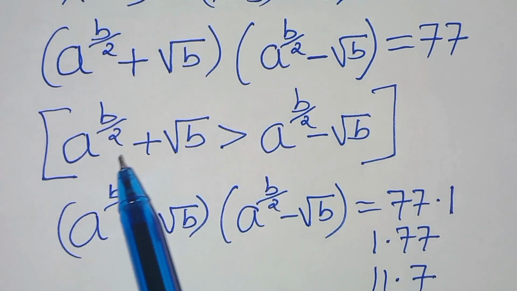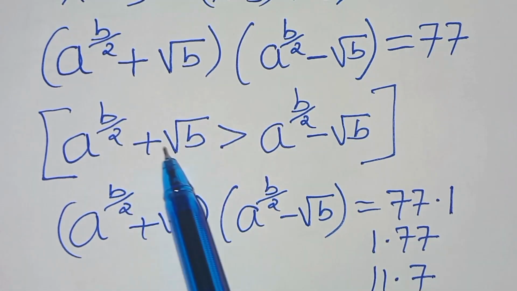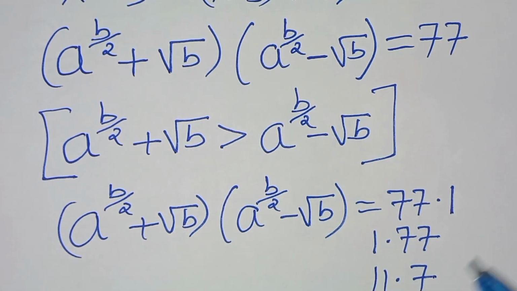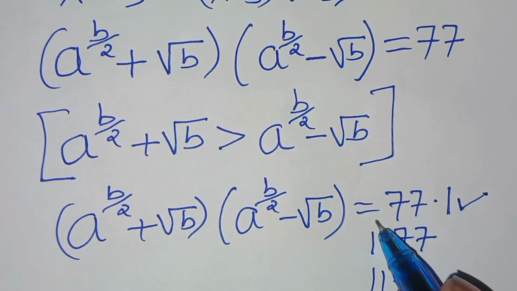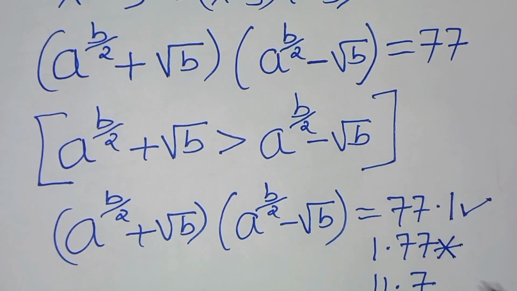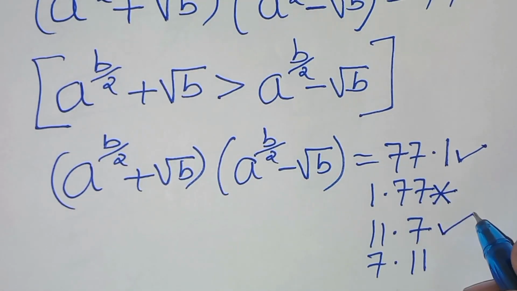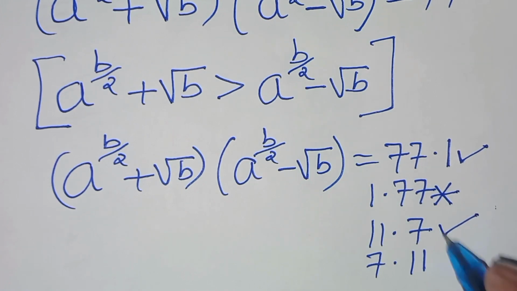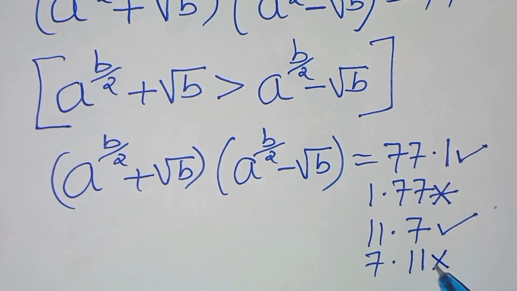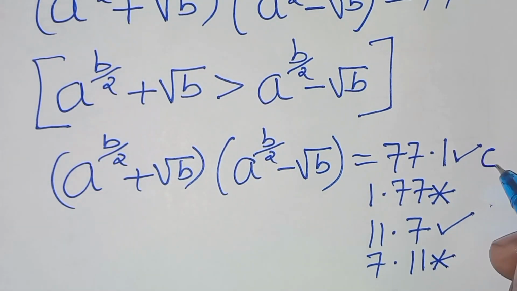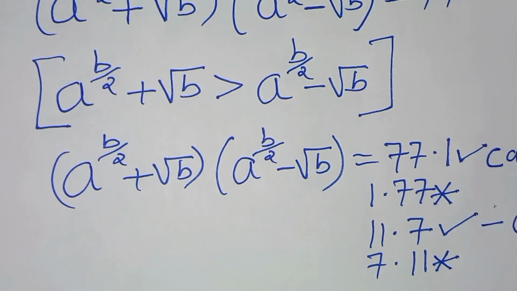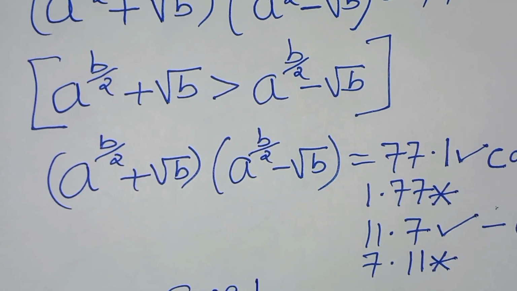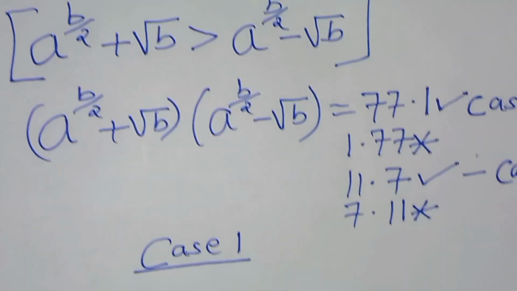Now, given the condition that a to power b over 2 plus square root of b is greater than the other factor, you find that the first condition holds and this satisfies that. But 1 times 77 does not satisfy. 11 times 7, this condition is satisfied. But 7 times 11, this condition is not satisfied. So we have case 1 here, and we have case 2. Let's start with case 1.